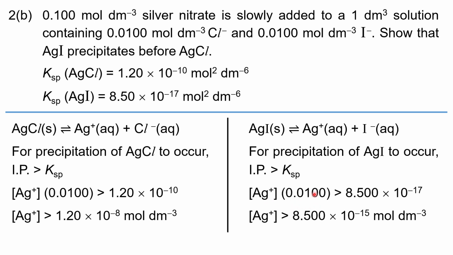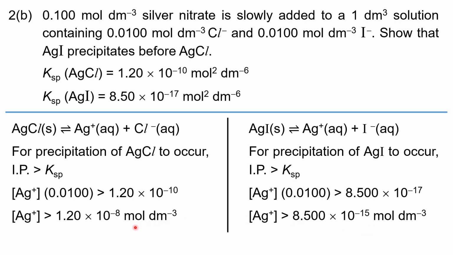This time around, the 0.01 is because of the 0.01 mole per dm cube of I minus that you added. So this value should be greater than 8.5 times 10 to the power of minus 17, which is the value given to you here. So manipulate carefully, you realize that your silver plus for your AgI, in order for it to precipitate, must be greater than 8.5 times 10 to the power of minus 15.